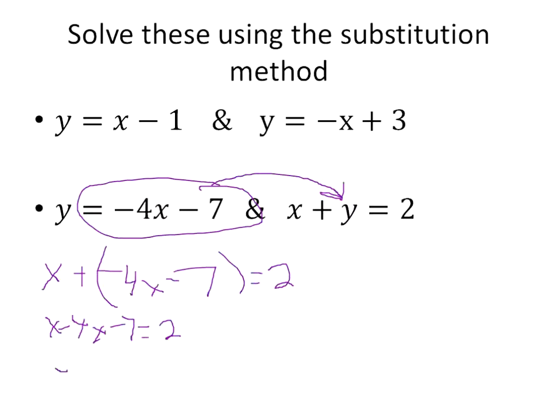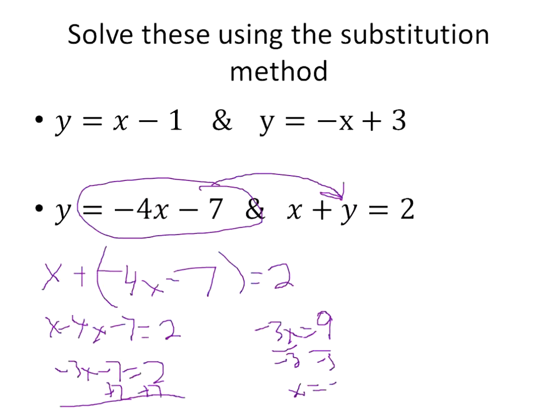So I get negative 3x minus 7 equals 2. And if I add 7 to both sides, like I know how to do, then I end up with negative 3x equals 9. And if I divide both sides by negative 3, I end up with x equals negative 3.